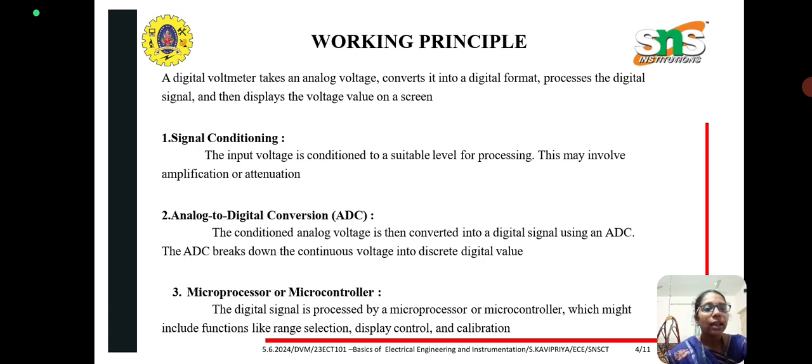And the second one is the analog to digital conversion. The conditioned analog voltage, which is the output of the signal conditioning unit, is then converted to a digital signal using an analog to digital converter. The ADC breaks down the continuous voltage into a discrete digital value. Next is a microprocessor or microcontroller. The digital signal, which is the output of the ADC, is processed by the microprocessor or microcontroller, which might include functions like range selection, display control, and calibration.